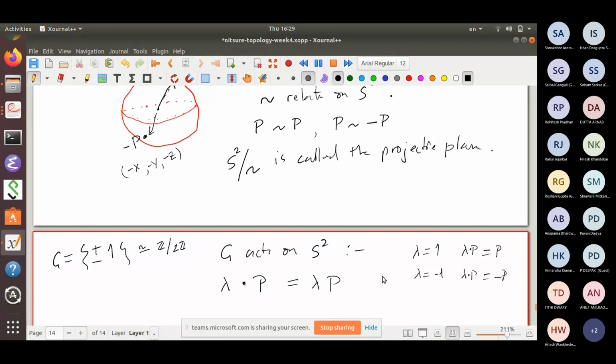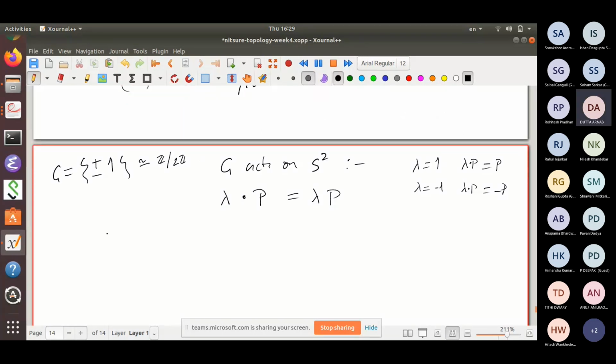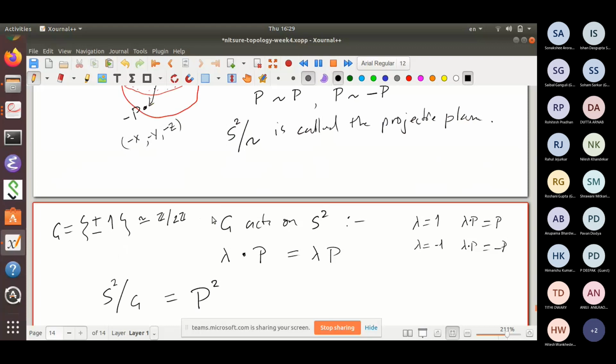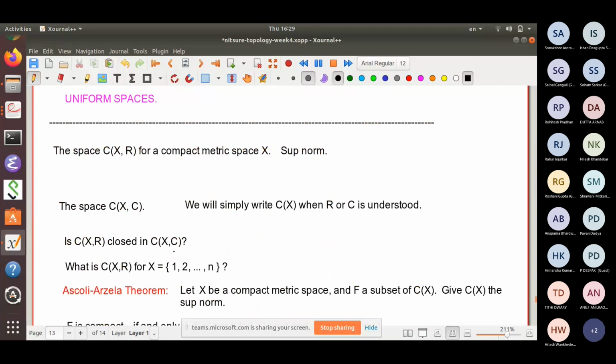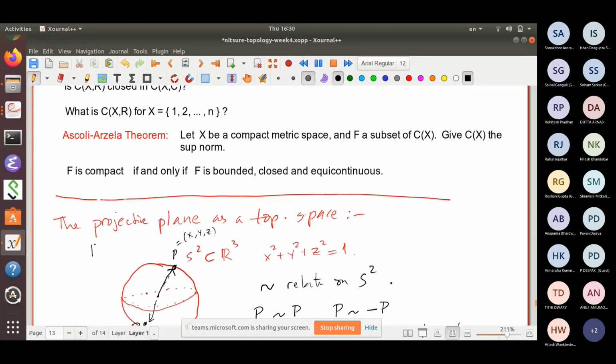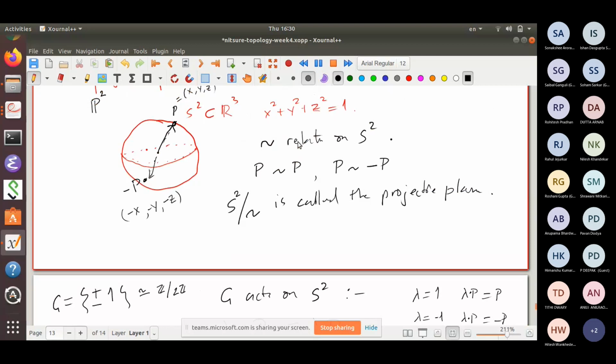So you understand this is a group action. Is it clear? And then the quotient by this group action is the projective plane P2. This P2 is the name for the projective plane. The projective plane is called P2, just as the affine plane is called R2. So have you understood what the projective plane is? Now let me describe its points in another way.